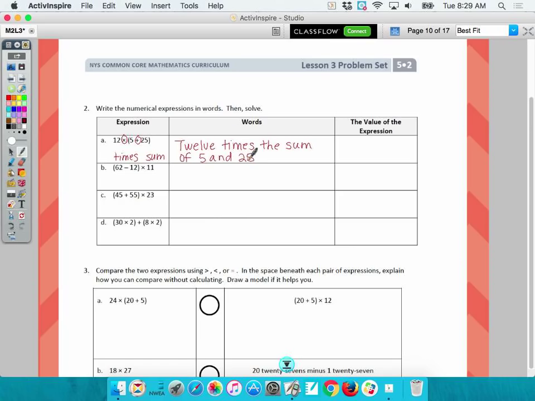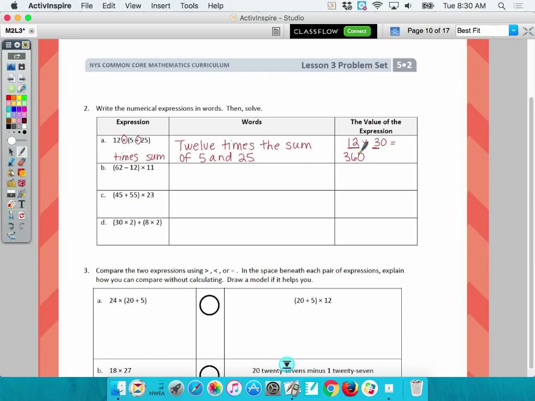Okay, so what should we do first? Add 5 and 25, so it's going to be 12 times what number? 30. 12 times 30. Now stop for a minute. We can do 12 times 3. 36. Add a 0. What's your answer? Yeah, I still feel smart, don't you? You don't have to rewrite the expression. You can just start working it.